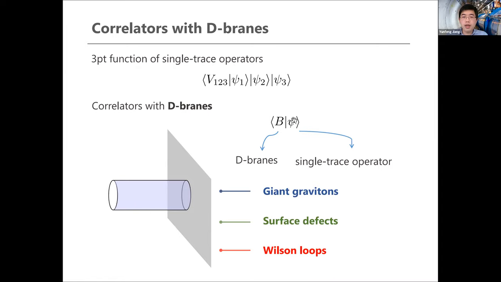So this is so much for N=4 super Yang-Mills theory. We know quite a bit. It's not completely solved, but we have hope. This is like the pandemic, so we have hope.